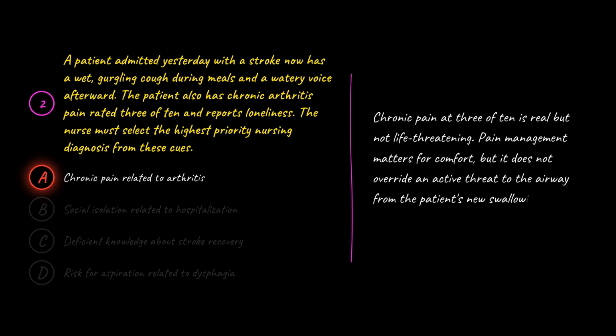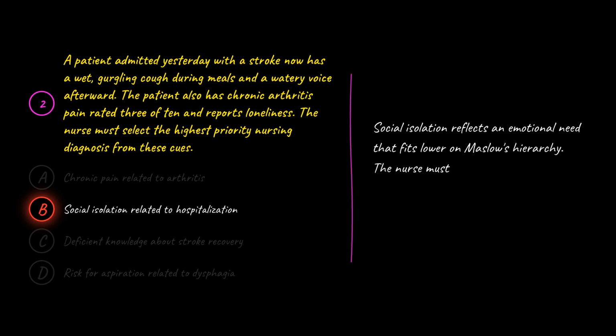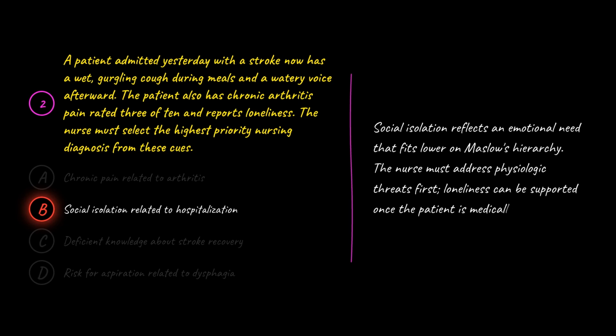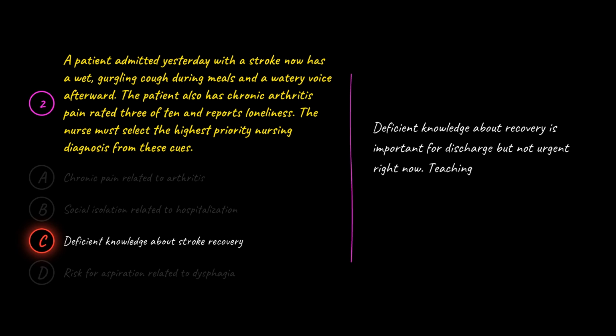B is wrong because social isolation reflects an emotional need that fits lower on Maslow's hierarchy. The nurse must address physiologic threats first. Loneliness can be supported once the patient is medically safe to swallow. C is wrong because deficient knowledge about recovery is important for discharge but not urgent right now. Teaching has no benefit if the patient suffers an aspiration event today, so airway risk takes priority over learning needs.